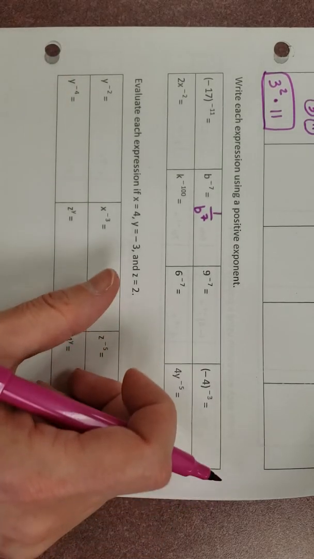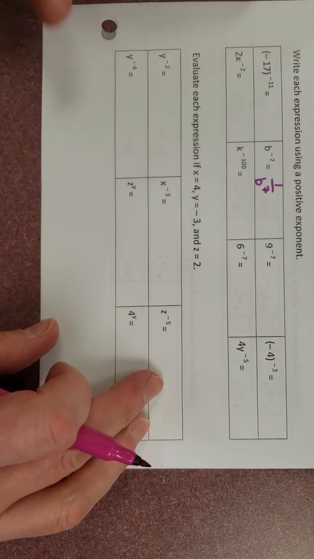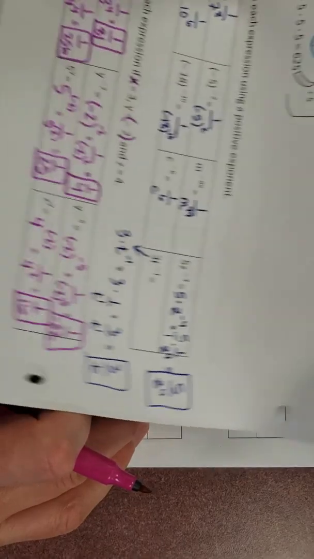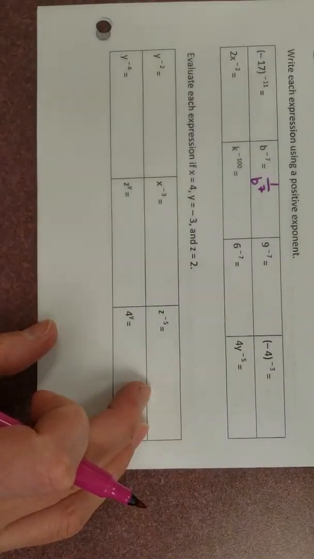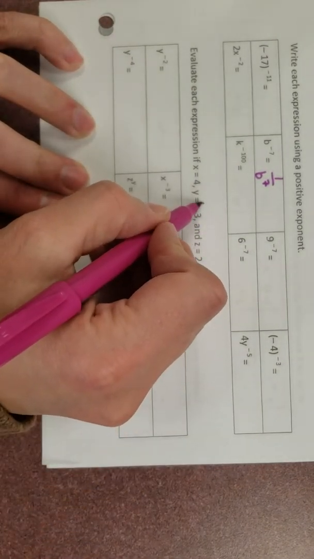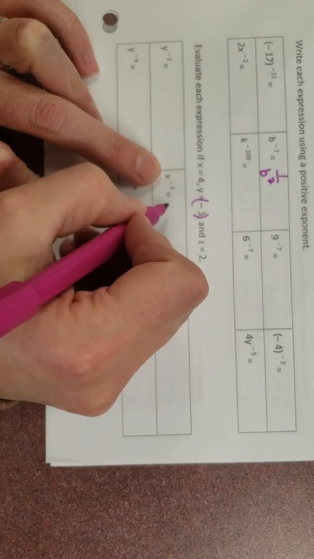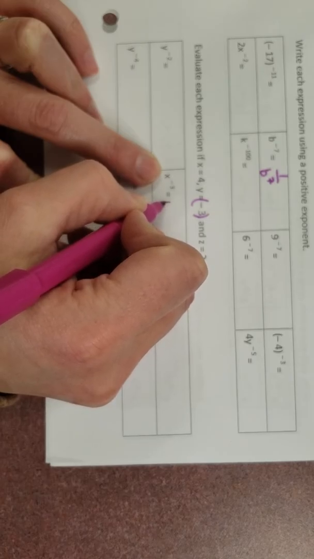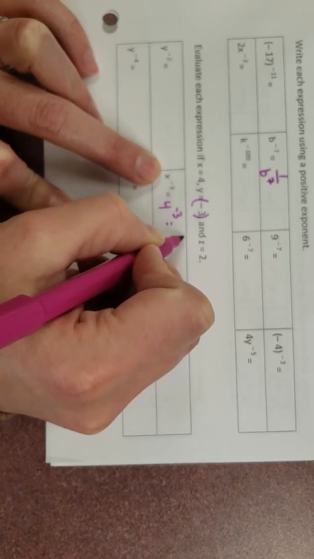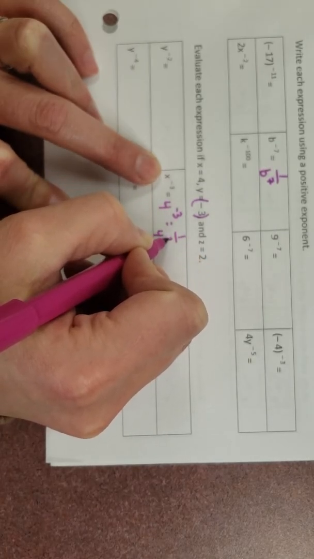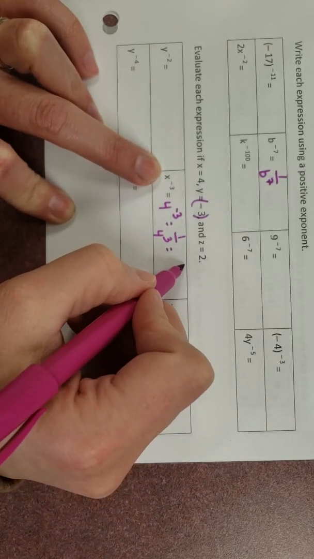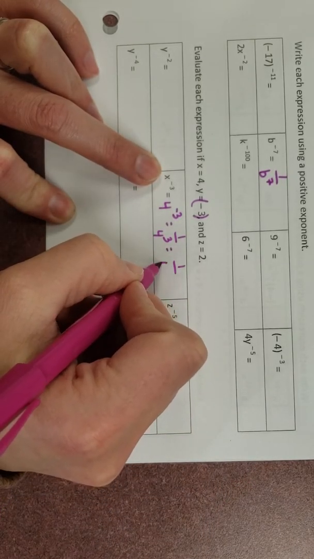And then finally, evaluate each expression with these new numbers. They're different numbers than your notes. So just like this. Remember to put this negative 3 in parentheses as you're working, okay? So for example, x to the negative 3rd would be 4 to the negative 3rd, or 1 over 4 cubed. Let's see, 4 times 4 is 16, times 4 is 64.